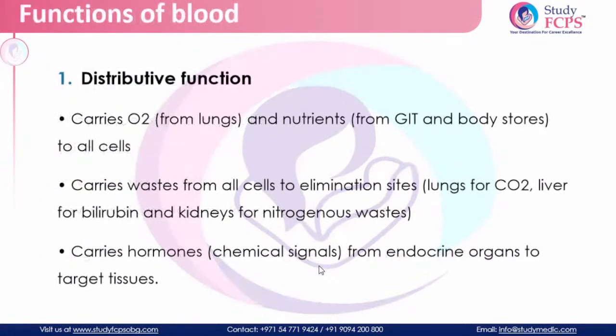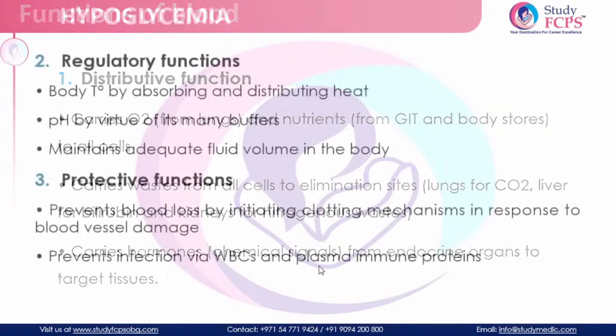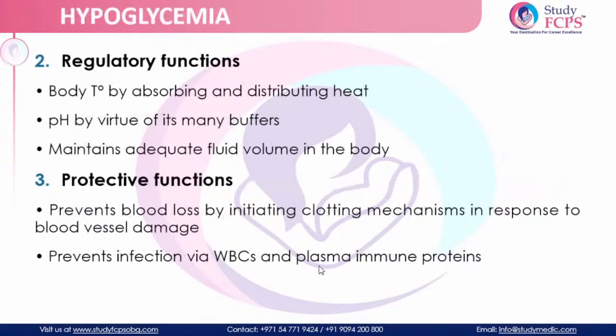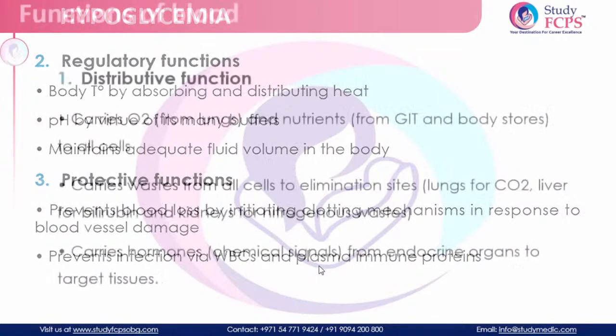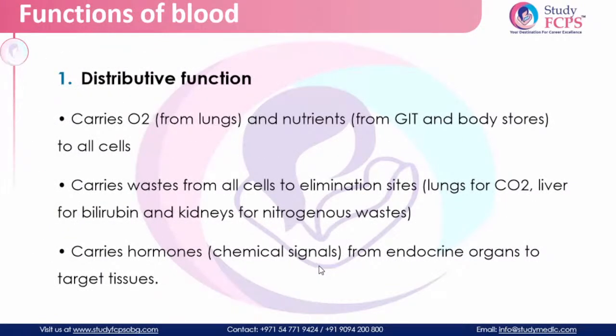So let's just start to discuss the functions of the blood. There are three main types of functions of blood. One is distributive function, second is regulatory function, and third is protective function. When we talk about the distributive function, there are different kinds of elements, gases, and hormones that blood transports from one part of the body to the other.